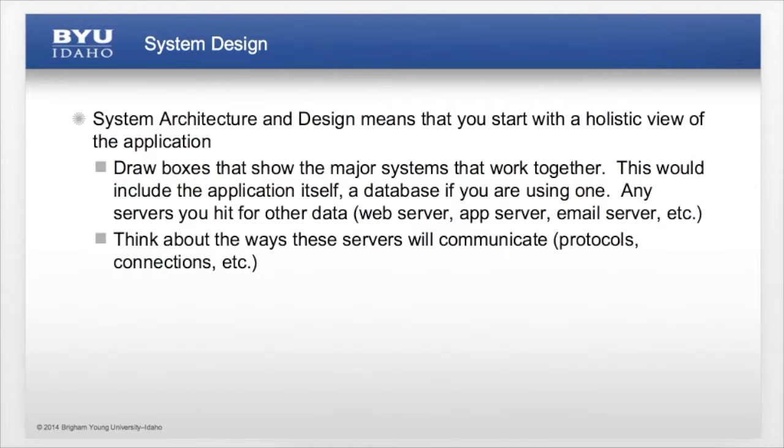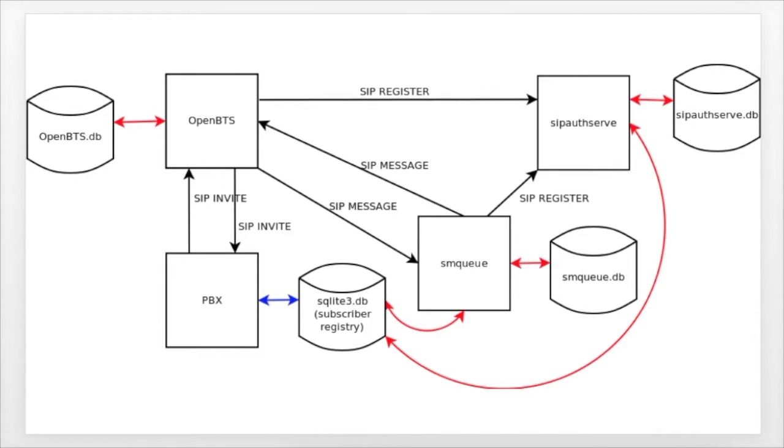So think about if you're going to be hitting a database, if you're going to be hitting other kinds of servers: web servers, application servers, email servers. There's so many different servers. And then, of course, the application itself and how they're going to communicate with each other. Protocols, how many connections you're going to need, all those kinds of things. But at a high level is really where you want to begin. So here's kind of a bad example, I think, of that. You've got boxes, you've got lines, but you don't have a ton of detail.